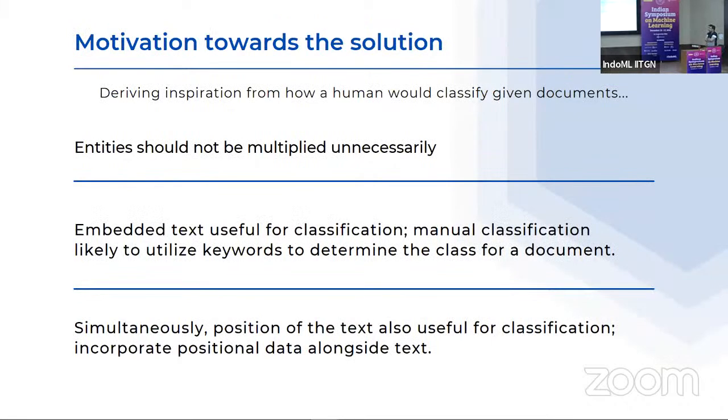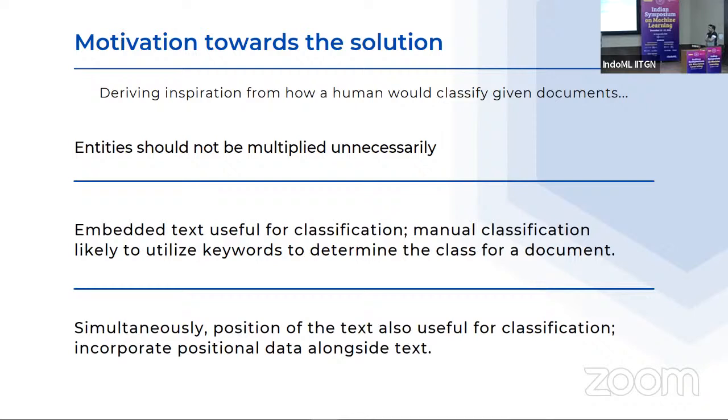So let's go to the motivation towards the solution. We tried to find inspiration in how a human would classify documents. We also wanted a solution that is easy to understand and easy to implement, so that's according to Occam's razor. And how would a human actually classify the documents?